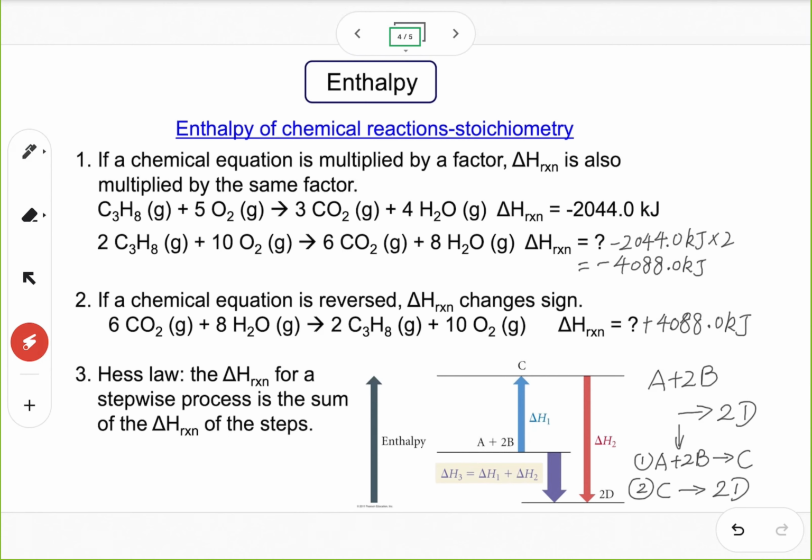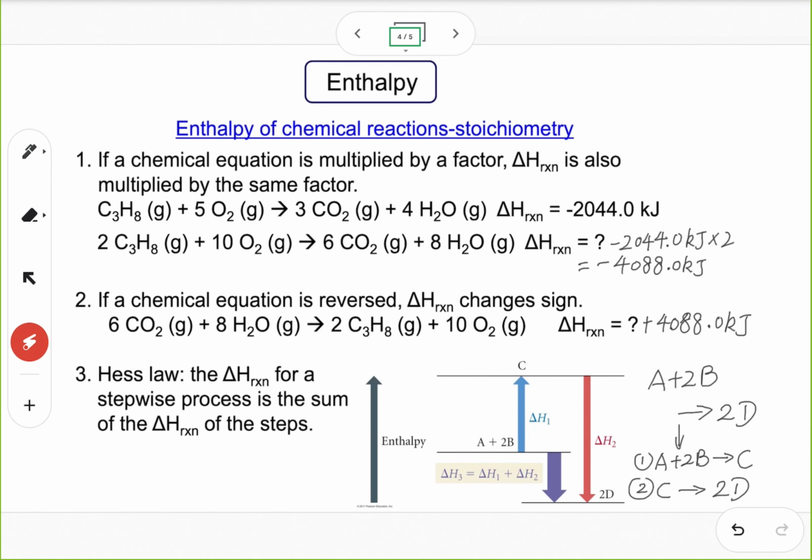And here it shows you very clearly, this is where you started, with A and two equivalents of B. And then the first step is to generate the C. This delta H1 is the energy associated with this step. As you can see, it's going up, all right? So delta H1 would be positive. It's increasing. Now, the second step, C to two equivalents of D, going from here to here, the red arrow. The red arrow is going down. That means the energy is releasing. The energy is released by the second step. Therefore, delta H2 would be negative.